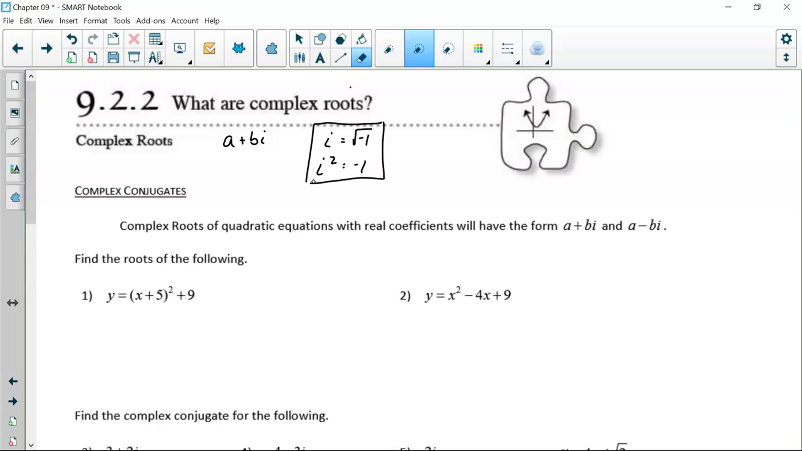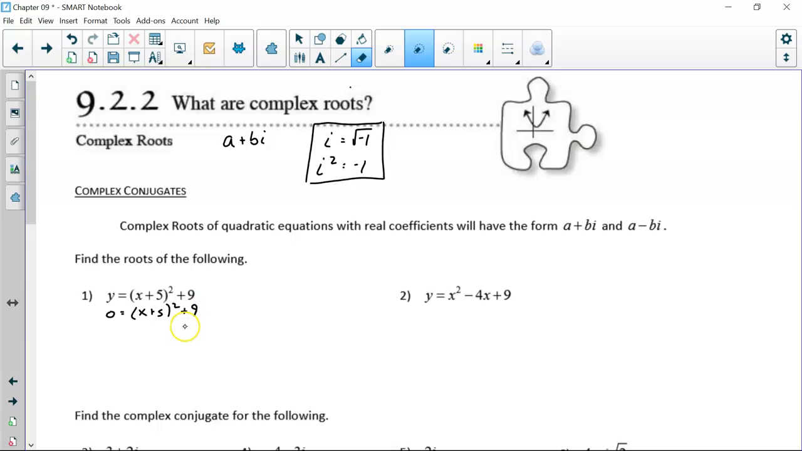Now, we're going to be talking about complex roots. Roots are also known as the zeros, the x-intercepts, the solutions. So what we're going to do is solve number 1. 0 equals (x plus 5) squared plus 9.